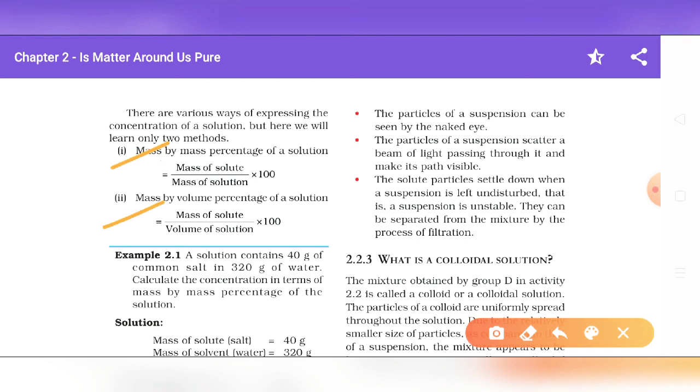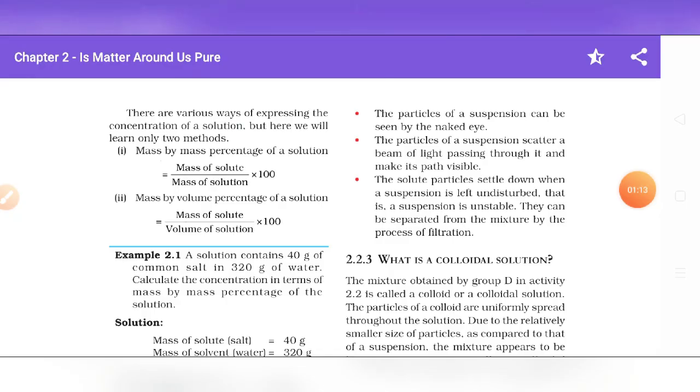The first method is the mass by mass percentage method. Here, if the solution is of a solid solute dissolved in a liquid, then we consider the mass by mass percentage of a solution for calculating the concentration. But if the solution is of a liquid solute dissolved in a liquid solvent, then we usually consider the volume percent of the solute in determining the concentration of the solution. Then we will use the second method.